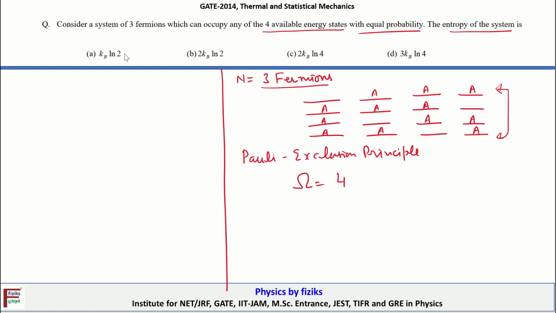So according to the Boltzmann definition of entropy, the entropy is given by S equal to Kb ln omega, and that is equal to Kb ln 4, and that's nothing but 2 Kb ln 2. So therefore option B is the correct option here.